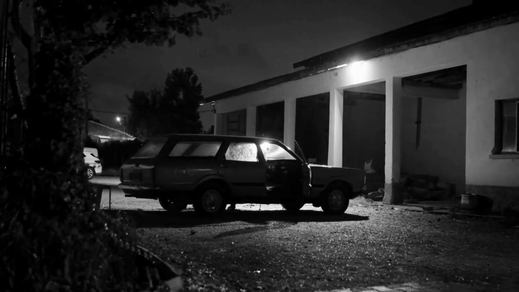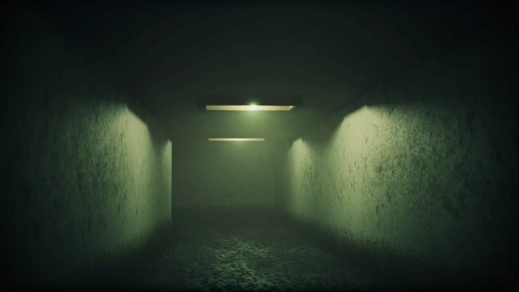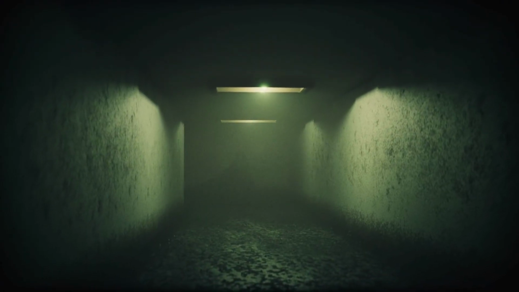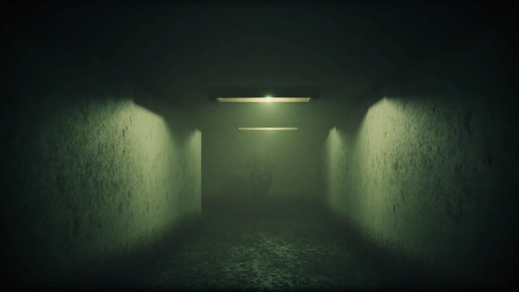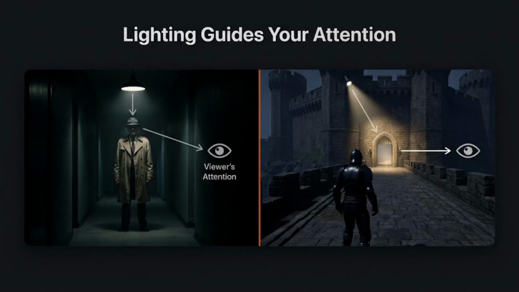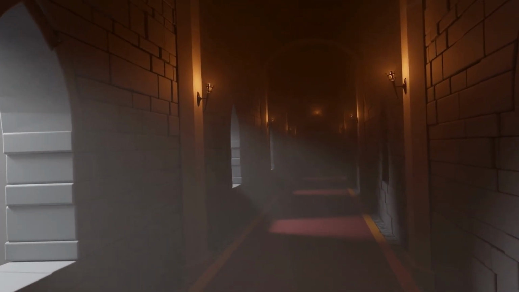Have you ever noticed that movies always seem to make you look exactly where the director wants? Or how games somehow guide your attention toward an important doorway, an objective or an enemy, without ever showing a giant arrow on the screen? Not because someone tells you where to look, but because the lighting quietly guides your eyes. That's one of the biggest secrets used in both cinematography and game development.